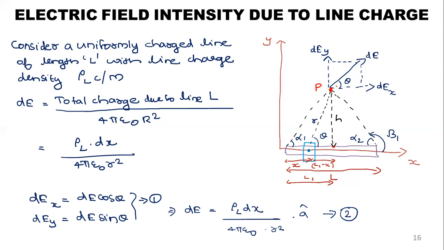You don't need to read what is written now. First of all, you understood the figure: what is marked here, what we are trying to do, what is the distance, what alpha 1 and alpha 2 are, what theta is, what r is, what h is, the distance to the center, what dE is, what dl is, what x is, what L1 minus x is, and what L1 is. Is everything clear?